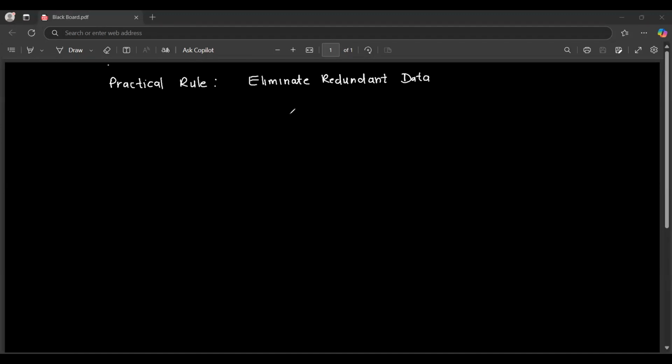So, what did we study earlier? We studied that if a non-prime attribute is partially functionally dependent on the composite primary key, we can say the relation is not in 2NF. So, what we have to do is separate that attribute and place it in a new relation. Which attribute? The non-prime attribute that is partially functionally dependent.